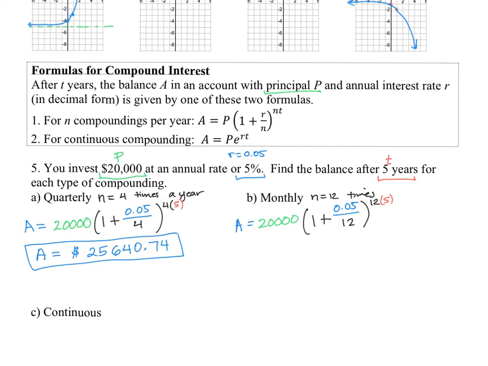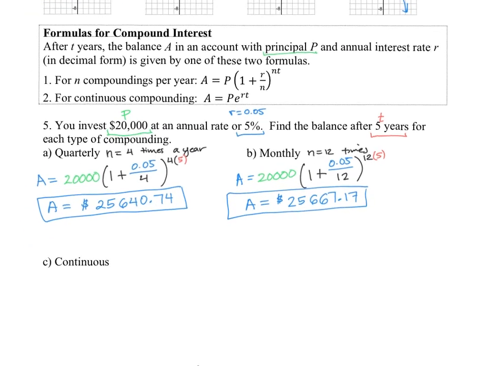Okay. Try to figure out how to calculate this. Play with the parentheses or maybe do each piece separately. But you should get the result of $25,667.17. Okay, so that earned you a little more money if they compound it more frequently. Not a ton, 30-something dollars, but not nothing.